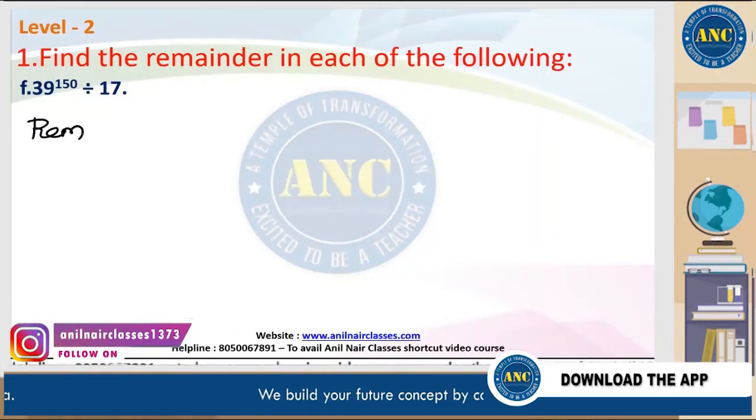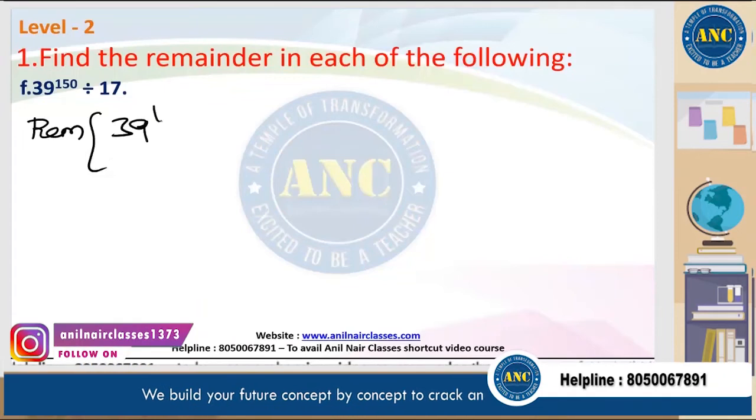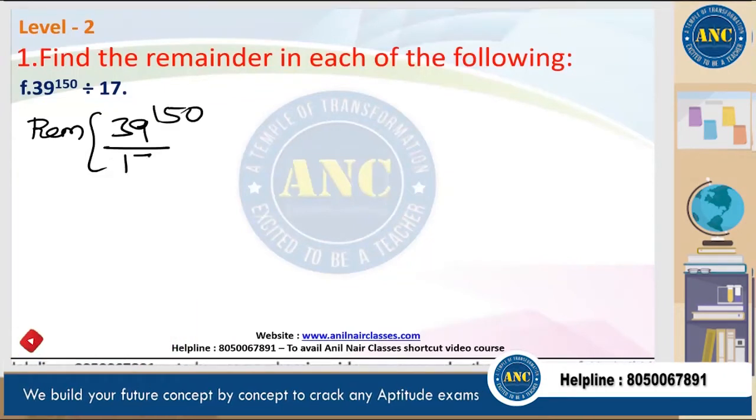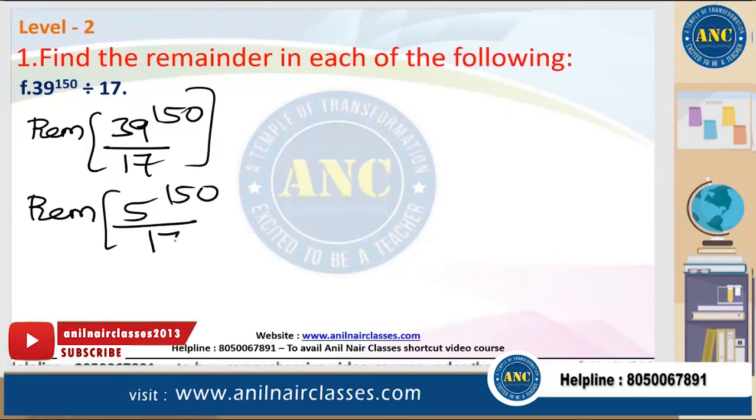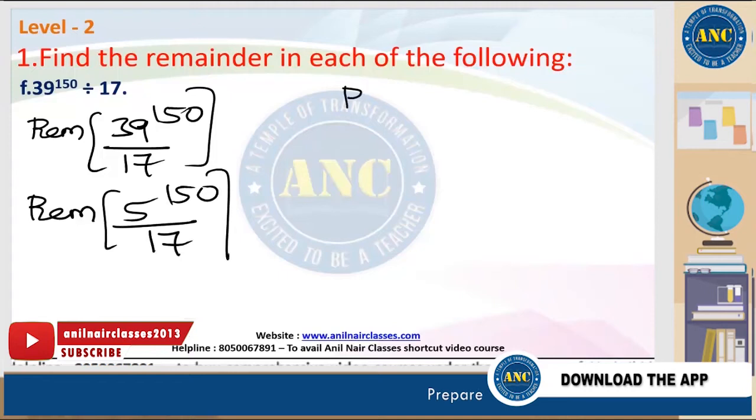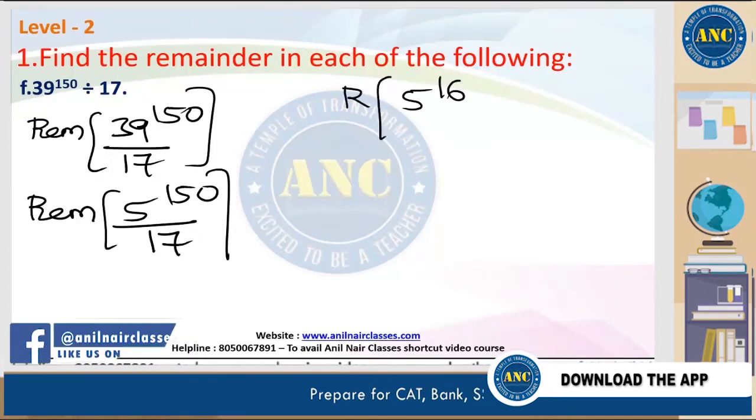Fourth question on when the denominator is a prime number. 39 power 150 divided by 17. 17 2s are 34. Which is 5 power 150 divided by 17. 17 means 5 power 16.